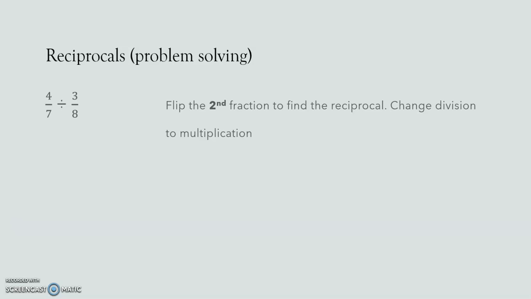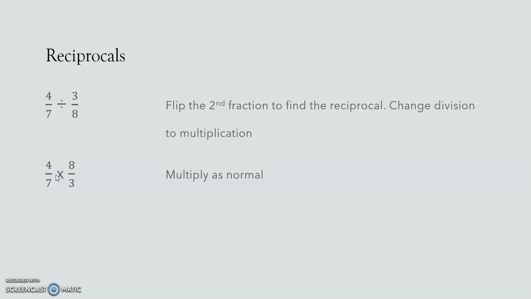So reciprocals are used when you are dividing two fractions. So you need to flip or find the reciprocal of the second fraction. And then you can change your division to multiplication. So the reciprocal of our second fraction, 3/8, would be 8 over 3. And then we can change that to multiplication. So 4/7 times 8/3 will give us 4 times 8 over 7 times 3. And this equals 32 over 21.